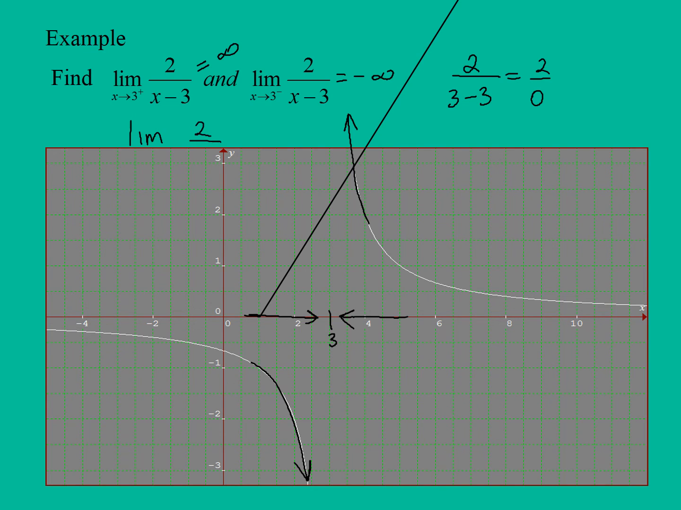So what could we say about the limit of 2 all over x minus 3 as x approaches 3? The only thing we could say is this does not exist. We can't even write an infinite limit for this one.